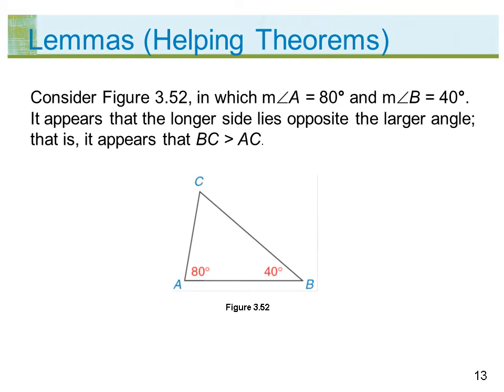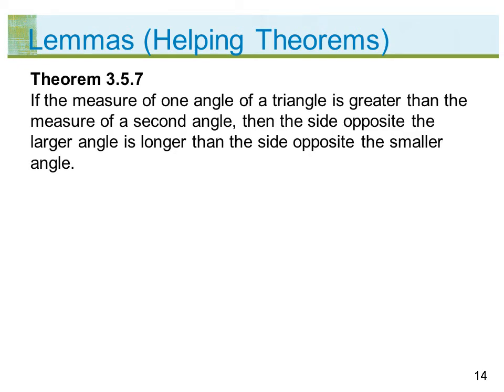Consider Figure 3.52, in which the measure of angle A equals 80 degrees, and the measure of angle B equals 40 degrees. It appears that the longer side lies opposite the larger angle. That is, it appears that BC is greater than AC. Theorem 3.5.7: If the measure of one angle of a triangle is greater than the measure of a second angle, then the side opposite the larger angle is longer than the side opposite the smaller angle.